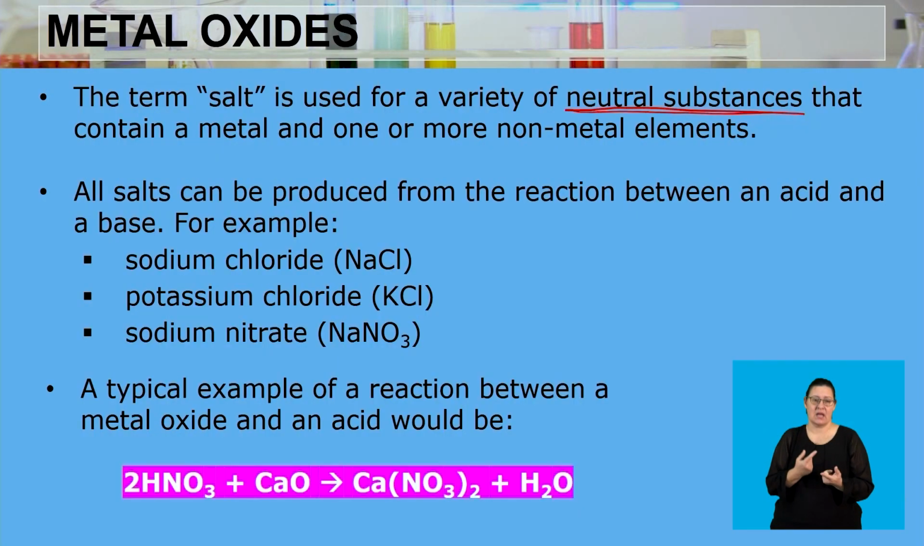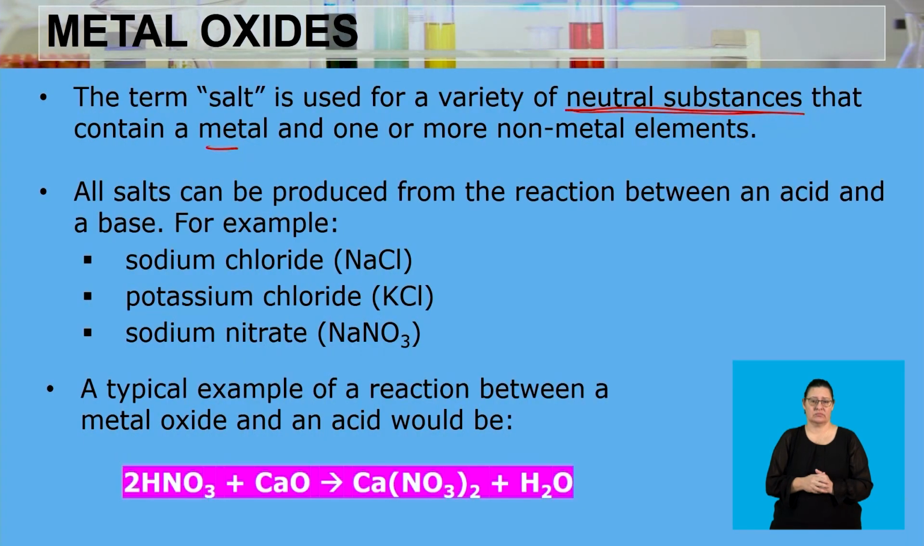Now, we are saying that the term salt is used for a variety of neutral substances that contain a metal and one or more non-metals. So the chemical formula for a salt will contain a metal and sometimes even more metal and non-metal elements within one chemical formula. All salts can be produced from the reaction between an acid and a base.